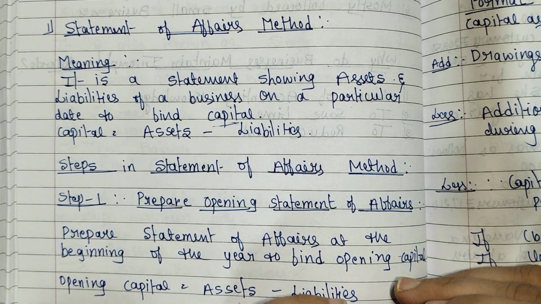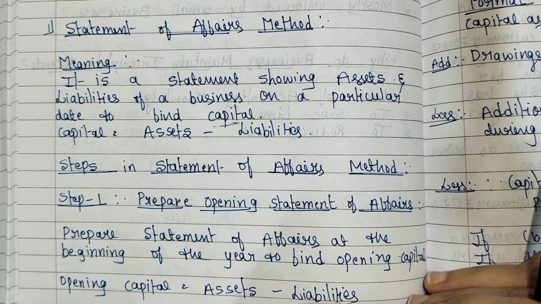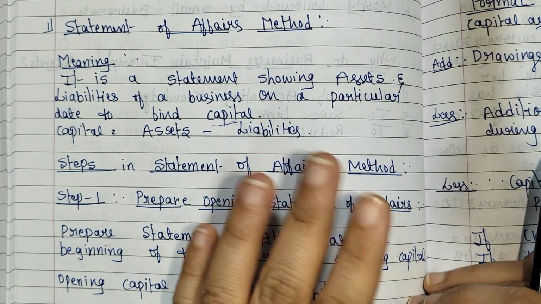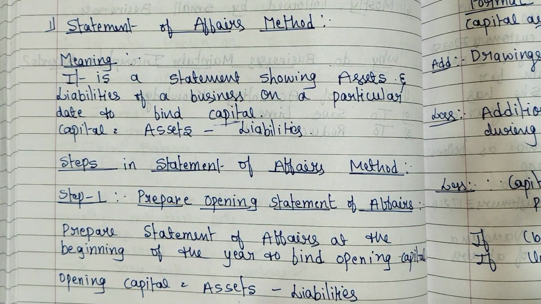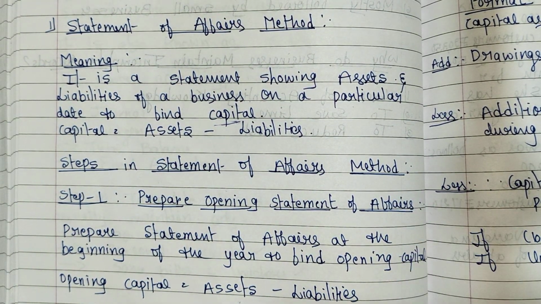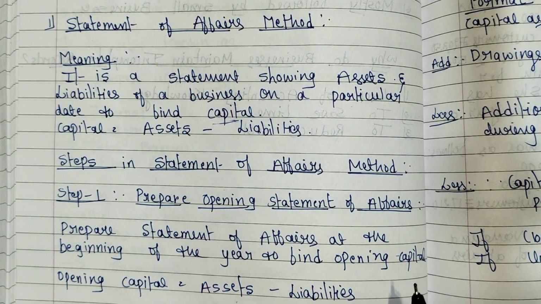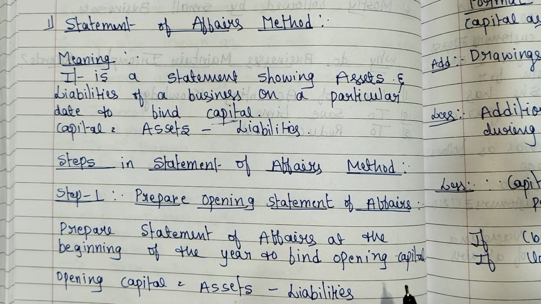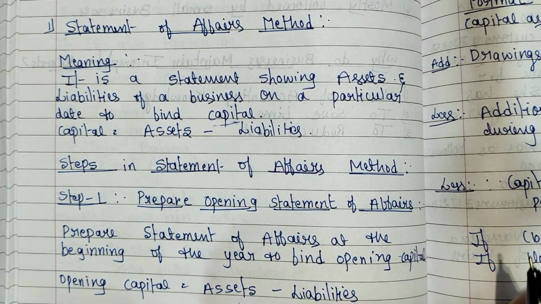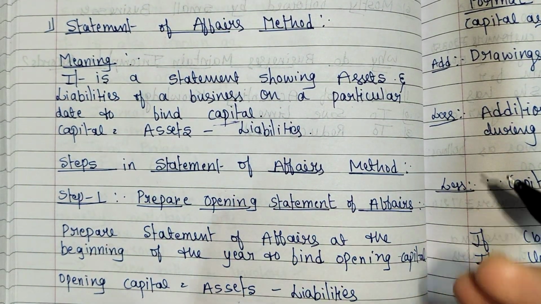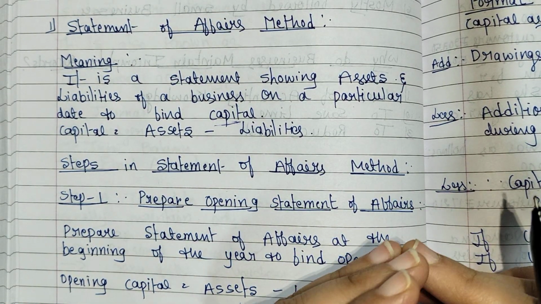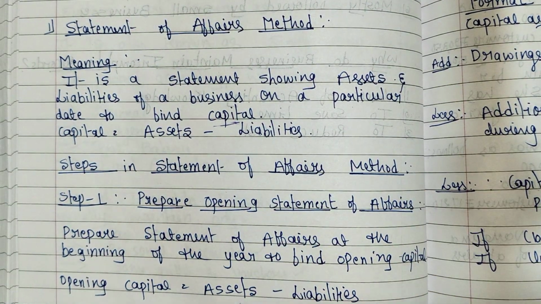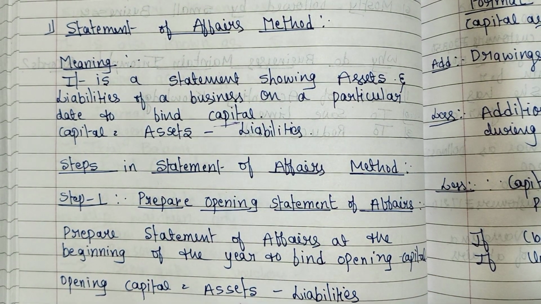Such a statement is known as statement of affairs. Now the statement of affairs resembles a balance sheet, but it is not called a balance sheet because the data is not wholly based on ledger balances. And here the amounts of items like fixed assets, outstanding expenses, bank balances, etc. are ascertained from the relevant documents and physical count. Clear? That is the statement of affairs method.